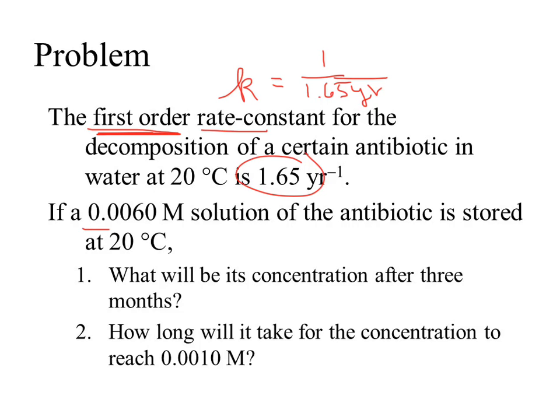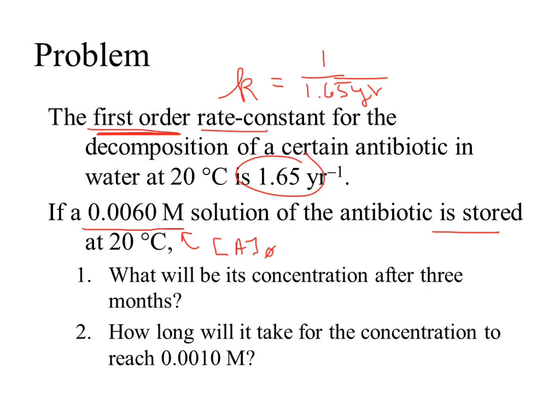So then it says, if a 0.0060 molar solution is stored, blah, blah, blah. Does this make sense that that actually is going to be our A0? That's what it starts out as. And if I was you working these problems, whenever it says first order, you can even write these in the margin of your problem. These are what you're going to use. And it depends which one you're going to use. Like it says, what will be its concentration after 3 months? What will be its concentration? That one, right? After 3 months, we're going to plug in 3 months for the T.